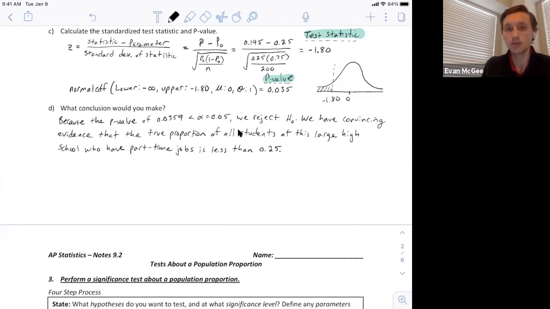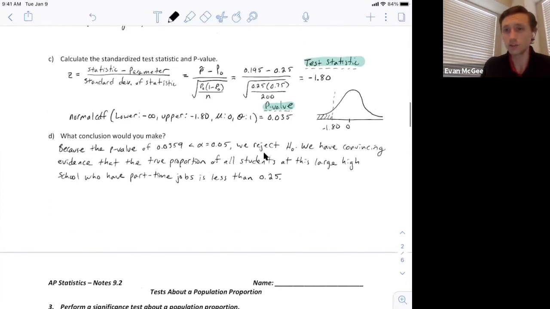And then lastly, make sure you're applying the context here. And the reason that we reject is because if the null is true, it's very, very unlikely that we only get a p-hat of 19.5%. It must mean that the null isn't true.